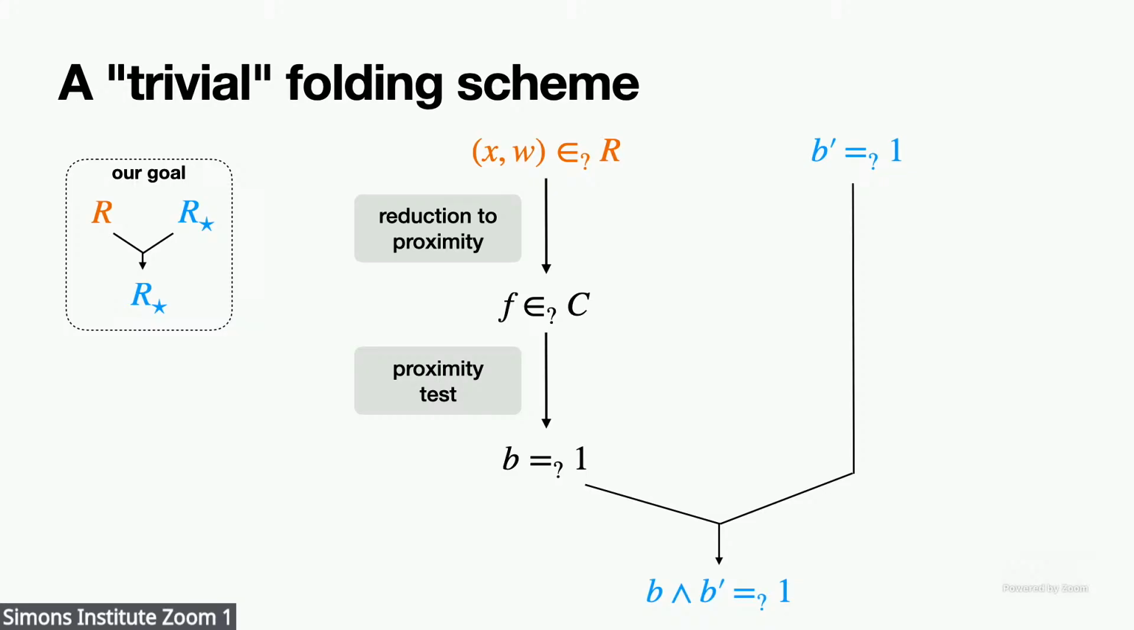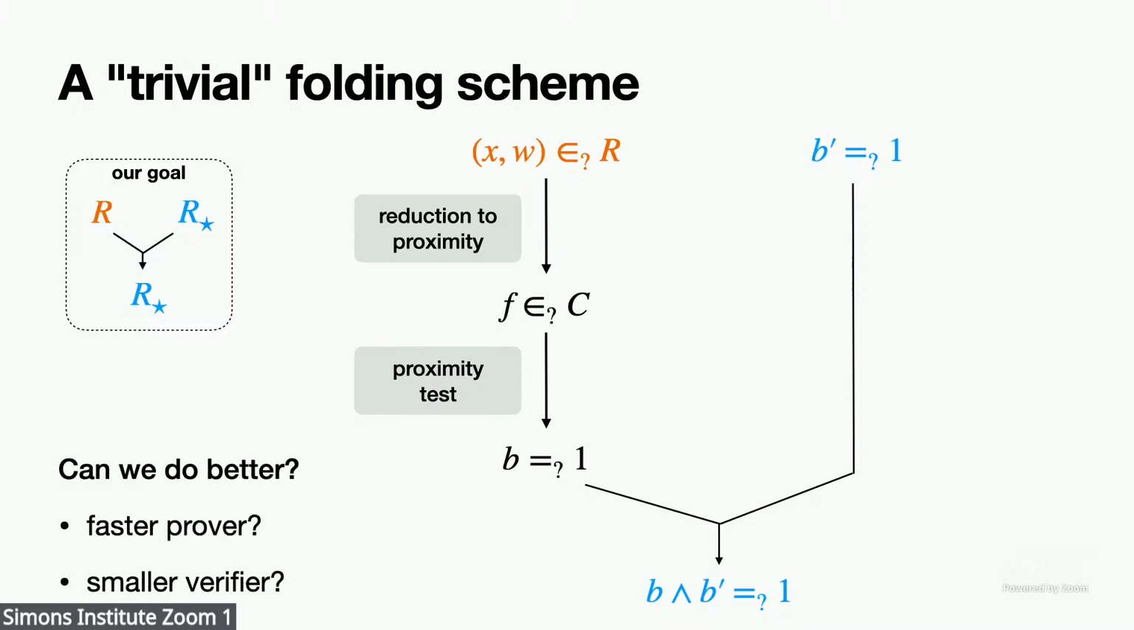Okay, and the reason I say this is trivial is that there's nothing interesting going on in this blue relation. All the work that we're doing is here, and as I said before, this just corresponds to an IOP for R, and in particular, once you compile it, a succinct argument for R. When people say that a succinct argument implies a folding scheme, this is the reason why. And really the question when it comes to hash-based folding schemes is whether we can do better. To be more precise, what do I mean by better? Can we construct folding schemes where the prover is actually faster than this trivial solution? And also, can we construct folding schemes where the verifier is actually smaller than this trivial solution?